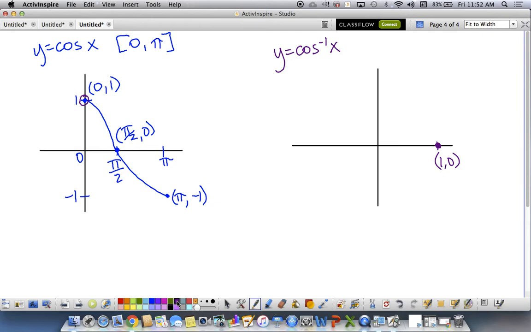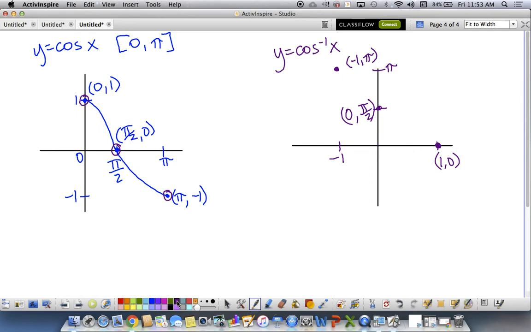Next, this point here, which is pi over 2, 0, we would simply go 0, pi over 2. So I'm going to put that point there. Then last but certainly not least, the last point, which is pi, -1. My x will become -1. My y will become pi. So that point is up here, which is -1, pi. We've just switched our x's and our y's.